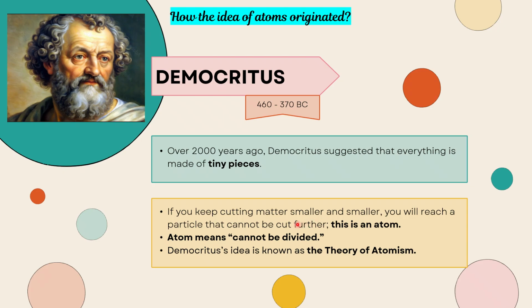Hence, he named that particular particle as what? Atom, because atom itself means cannot be divided further. And this theory that he proposed was named as theory of atomism. This is how actually the idea of atoms originated.